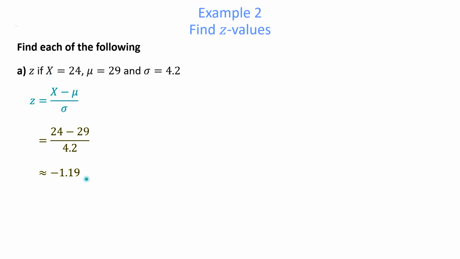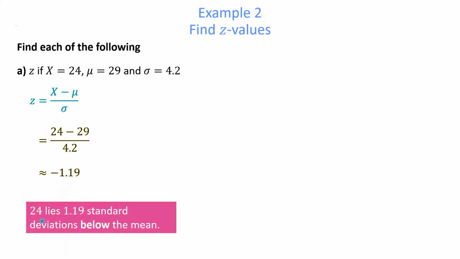Now remember, z values represent the number of standard deviations away from the mean. So this is a negative z value. So 24 lies 1.19 standard deviations below the mean. It's below because this is a negative z value.